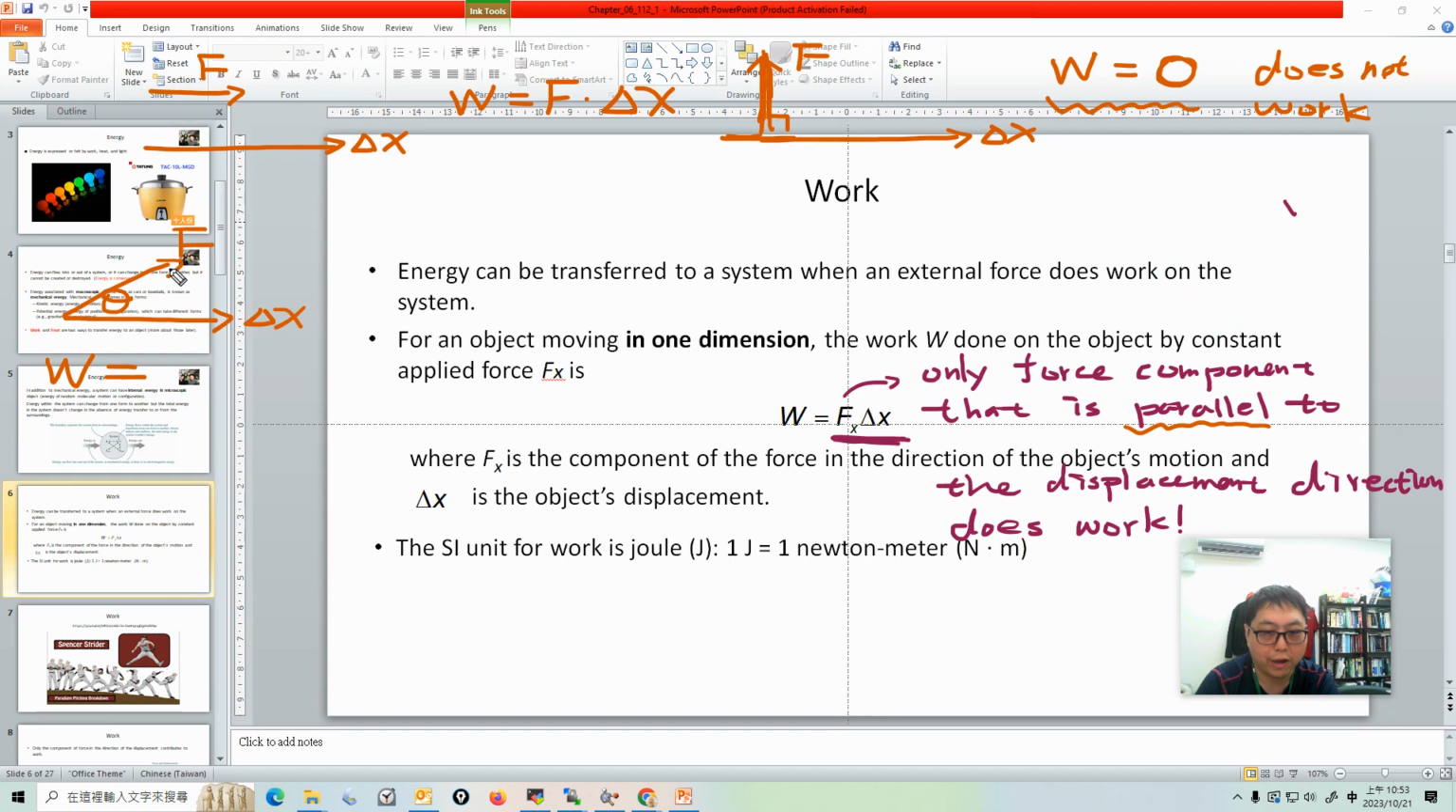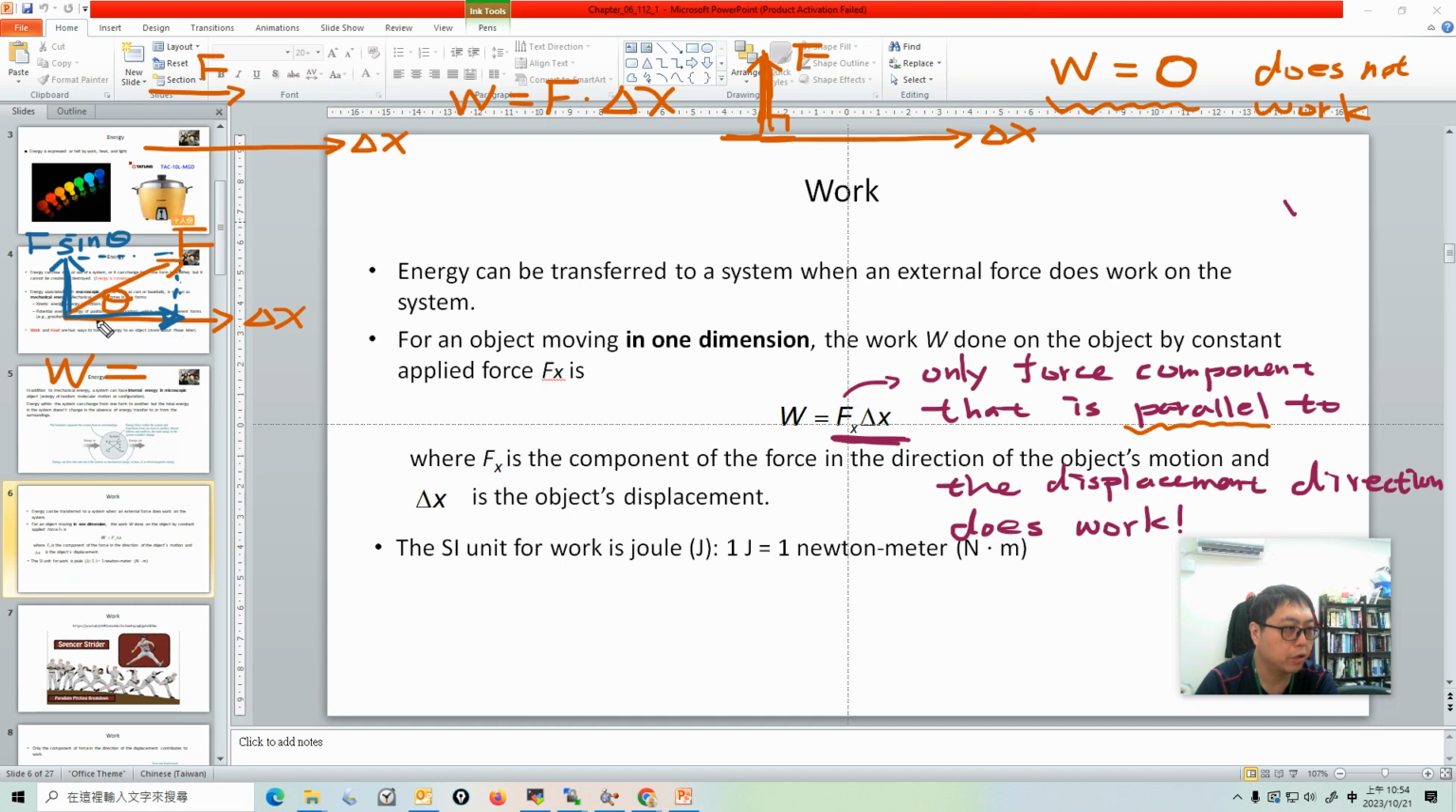Force is a vector, right? So we can decompose the force. Vector calculation is really important. This force vector can be decomposed into the addition of these two vectors. The vector can be decomposed into two vectors added together. And this component is called F sine theta.